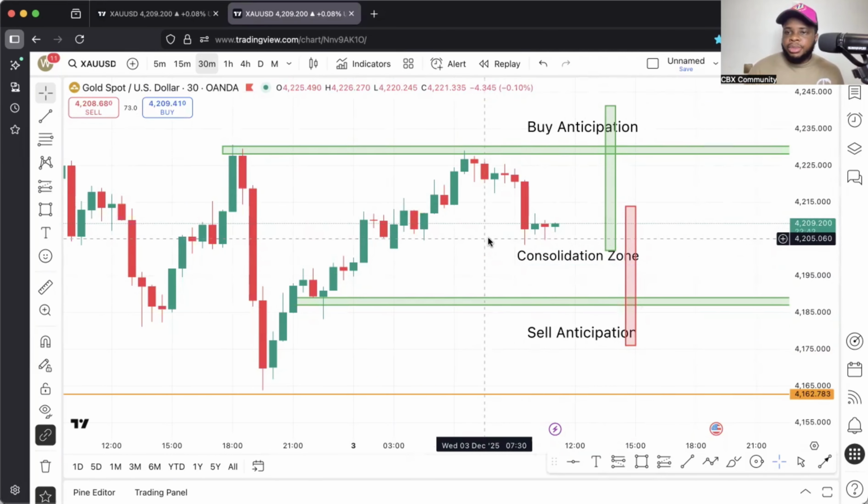Let's just enjoy the music while we patiently wait for the market to give us that thing that we are looking for. We don't need to chase the market. We are not chasing the market. Rather, we are anticipating the market to give us our setup, to give us that thing that we are looking for according to our trading plan before we can decide to open a position.